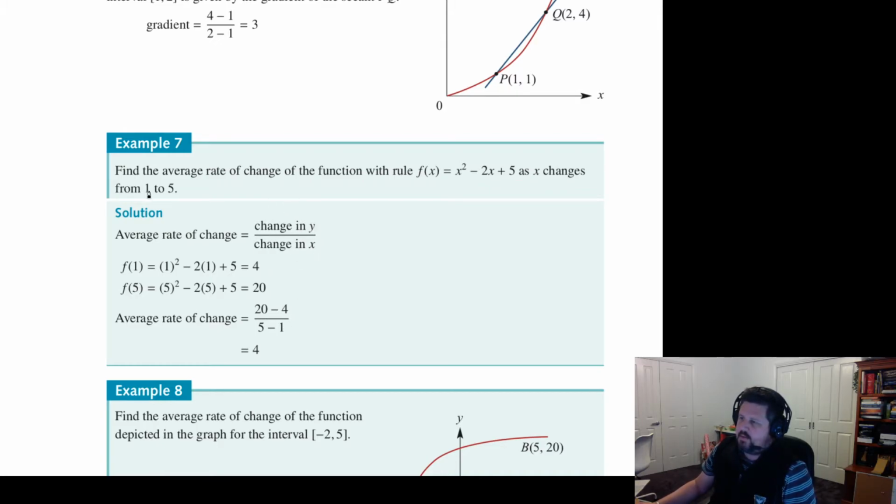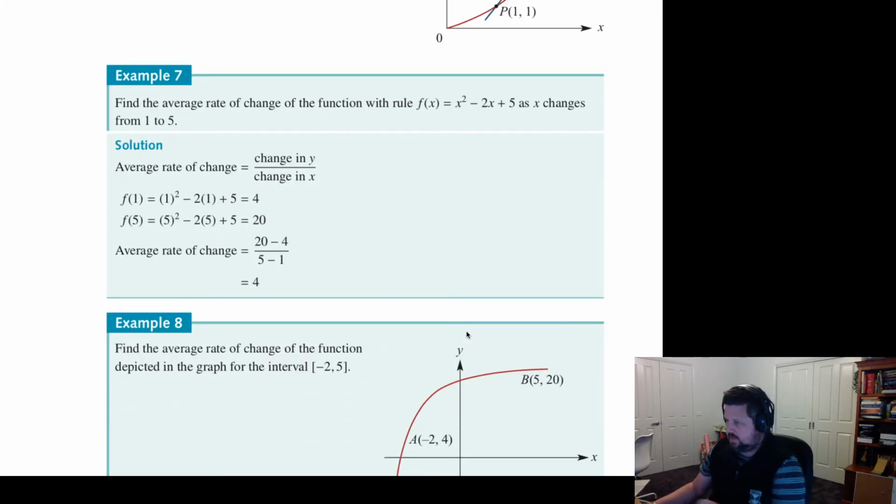Change in x, as you go from 1 to 5, the difference between those, the change, you would do the 5 take away the 1, which is 4. You can do the 16 divided by 4, which is 4. That is the average rate of change there.